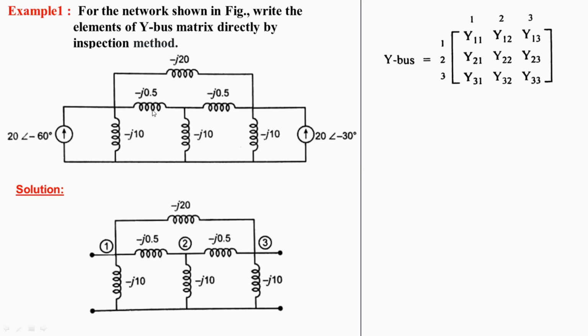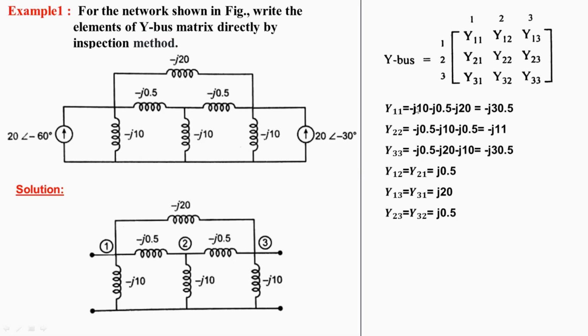Y11 is the sum of admittances connected to this node. What are the admittances directly connected to this node? Here minus J10, minus J0.5, minus J20. These 3 branches are directly connected to this node. So add these 3 branches, we get Y11 = minus J10 minus J0.5 minus J20, that is equal to minus J30.5.